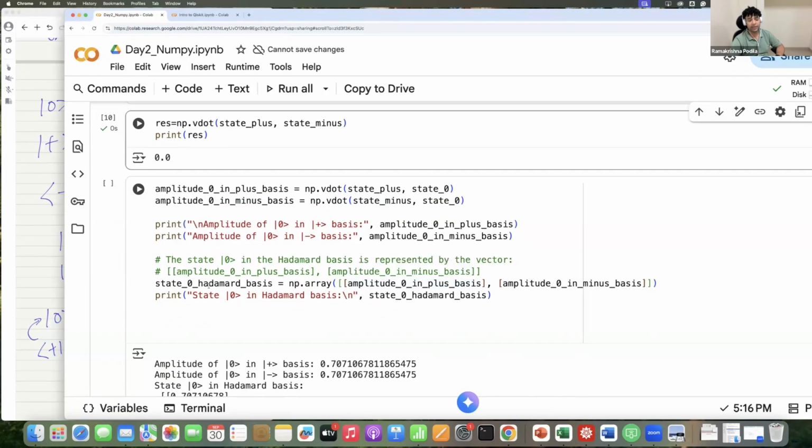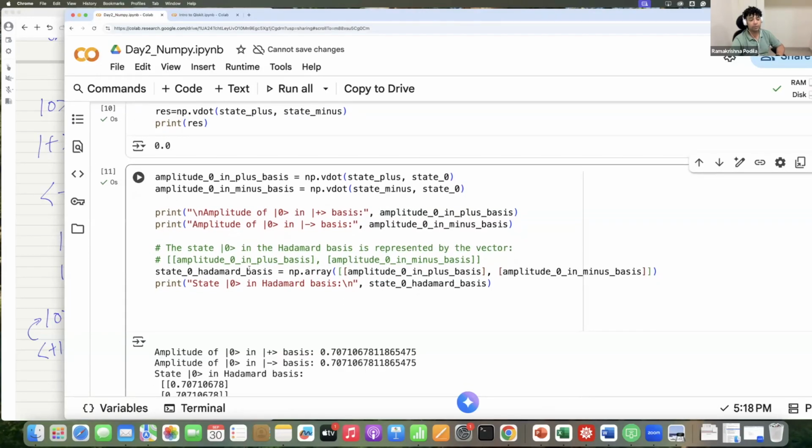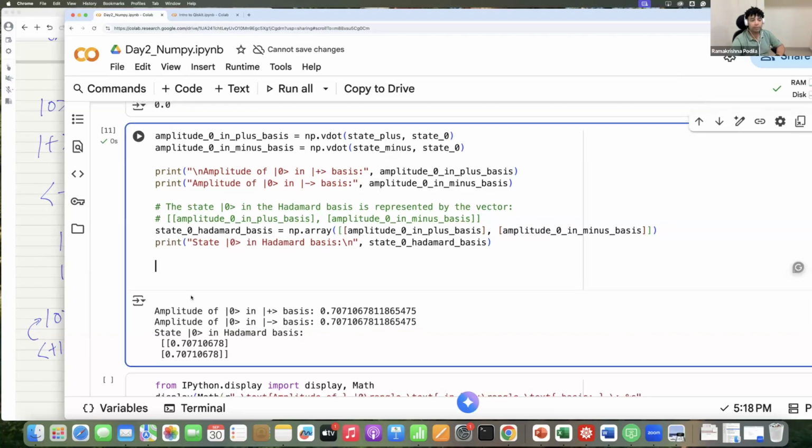get the new state. And then we can express that state in the Hadamard basis. So you can see that, right? I hope you are able to follow. Let's see. Is there a question? They are matrices. Okay.